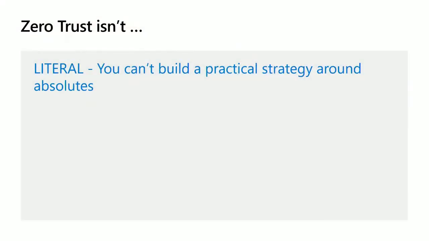Zero trust isn't literal. Never trust, always verify. Everything's suspect, right? The problem with that statement is that you're not going to build a practical incremental strategy, and you have to make progress. So the question here is, where do you feel safest and where do you feel like your biggest blind spots are? A statement like never trust, always verify is useful for changing your mindset, but it's not particularly useful for actually getting work done, right?